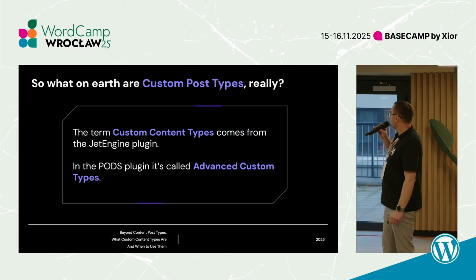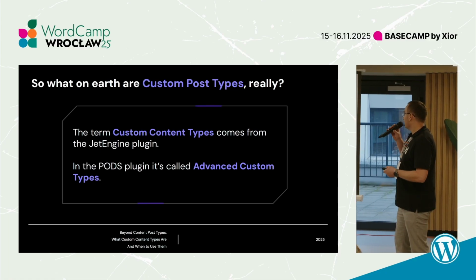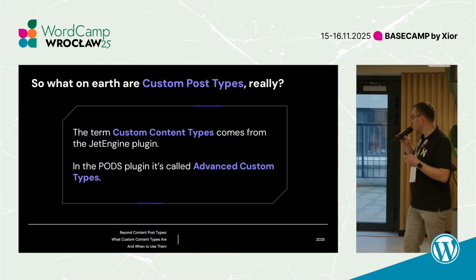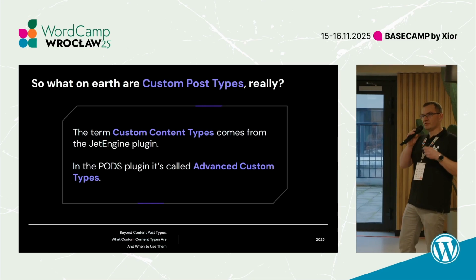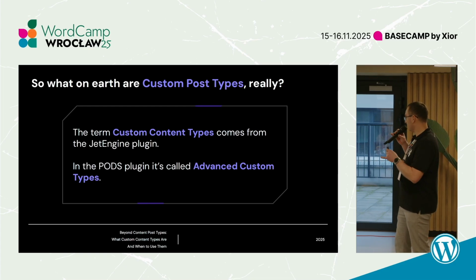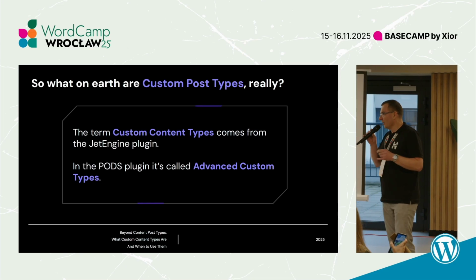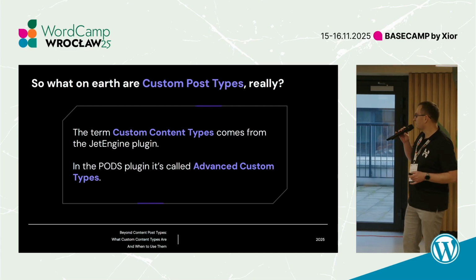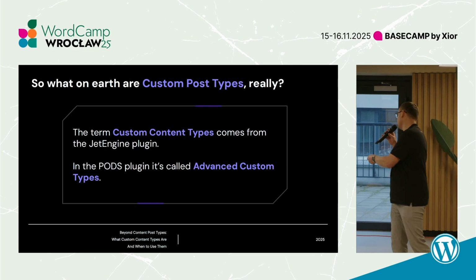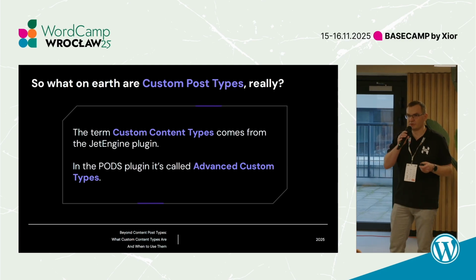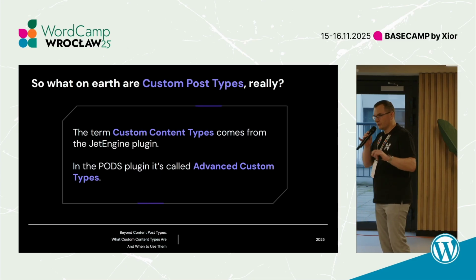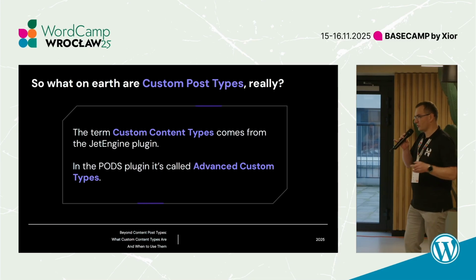And when I started Googling it, it looks like the custom content type comes from a selected plugin, JetEngine. So it's their own naming convention for such functionality they propose. I made a quick search and I found a similar plugin which does quite a similar thing, but they call it advanced custom types. So it's nothing official. Let's use the name custom content types for this presentation, but it's nothing official.